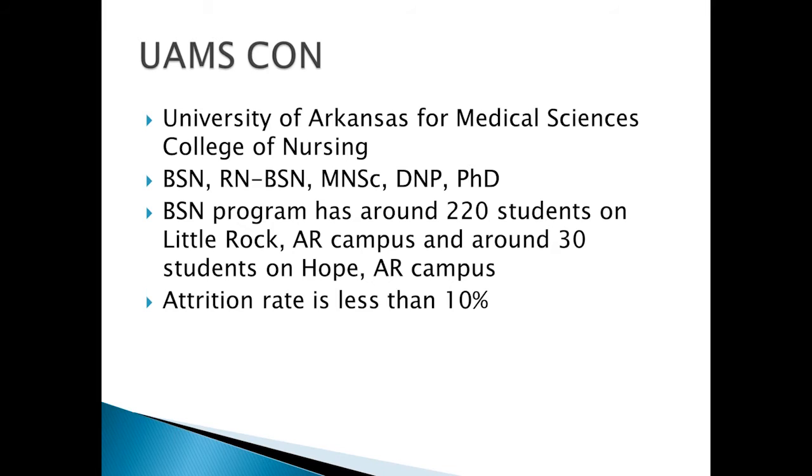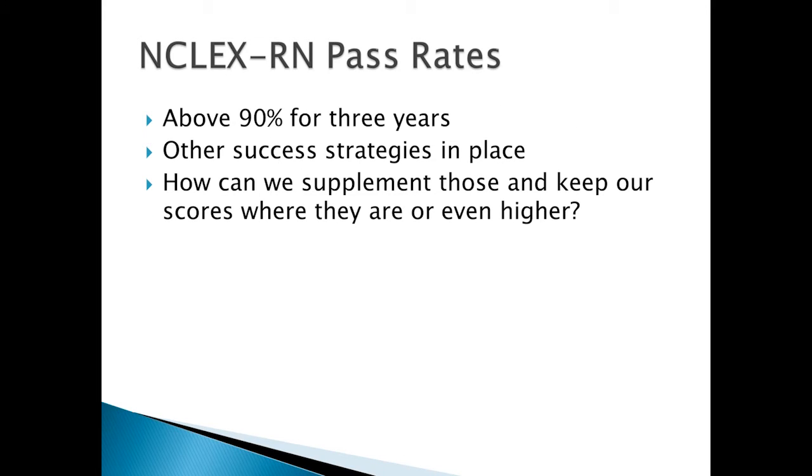We have an attrition rate of less than 10% here. And for a little bit of bragging rights, our NCLEX pass rates have been above 90% for the last 3 years. So last year it was 94.7%. The previous 2 years was 90.8 and 90.3. However, in 2011 our NCLEX pass rate was 74%. Basically, the national average for the BSN pass rate for 2014 was 85.3%. So we've set our bar really high.